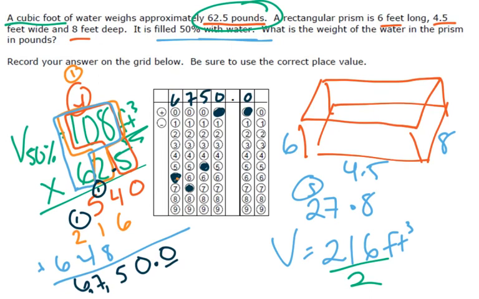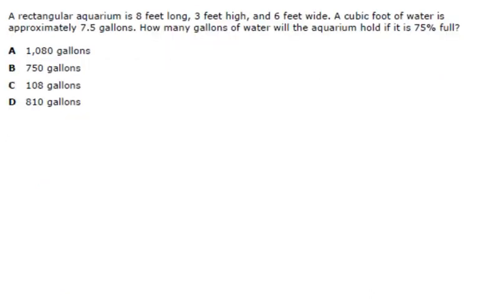If it's a positive number, you don't have to have your plus sign, but if it's a negative number, you absolutely do. Last one. A rectangular aquarium is 8 feet by 3 feet by 6 feet. Okay, I'm gonna pause right there. I like to chunk my work. I'm gonna figure out what the volume is.